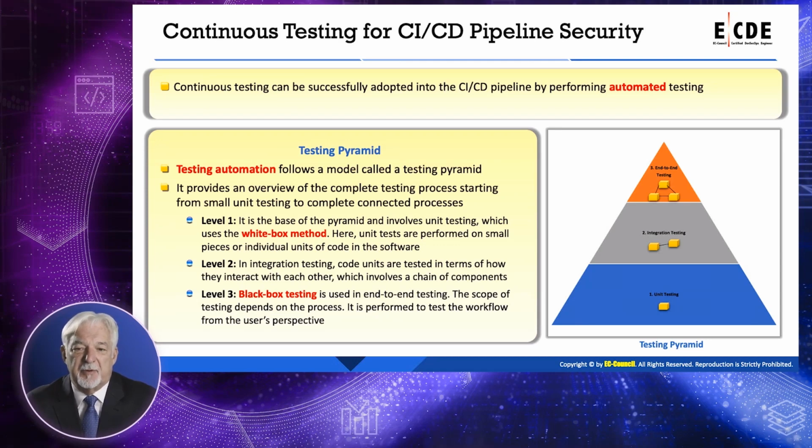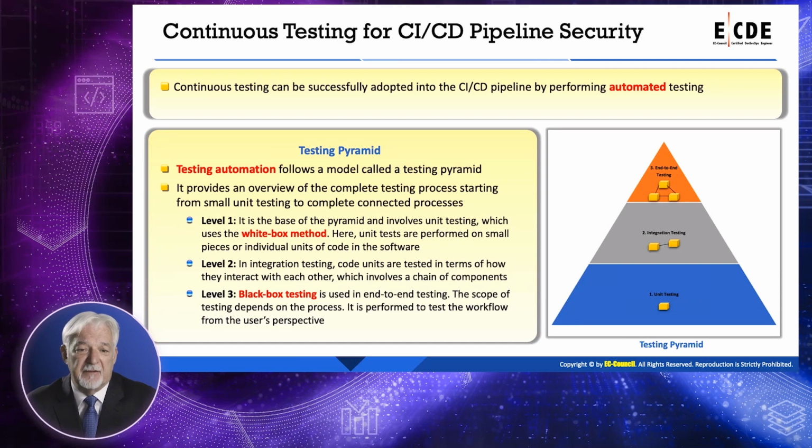Here, unit tests are performed on small pieces or individual units of code in the software. And white box means that the internal workings of what you're testing is available to you. So you actually see what's being performed in that code very clearly. On level 2, we have integration testing. Code units are tested in terms of how they interact with each other, which involves a chain of components.